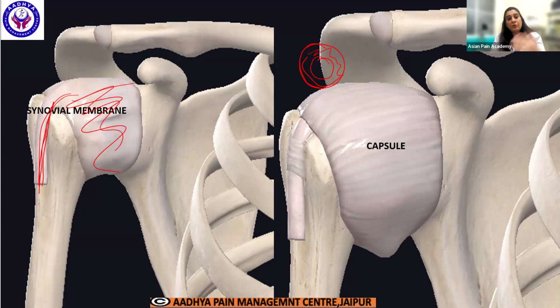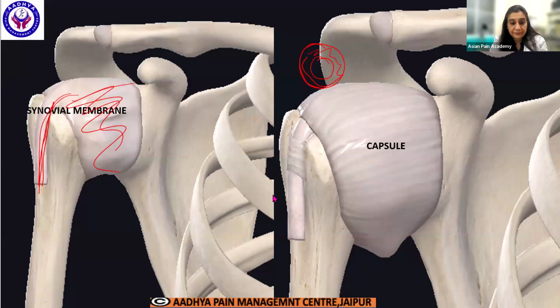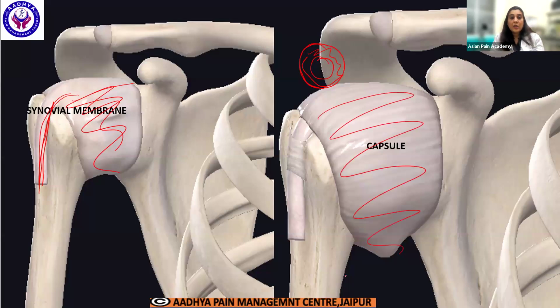Now, on the top of this, let me see whether the recording is on or not. Okay, it is on. On the top of this you are going to have your capsule, right? So you have the synovial membrane, and this is then covered by the capsule.